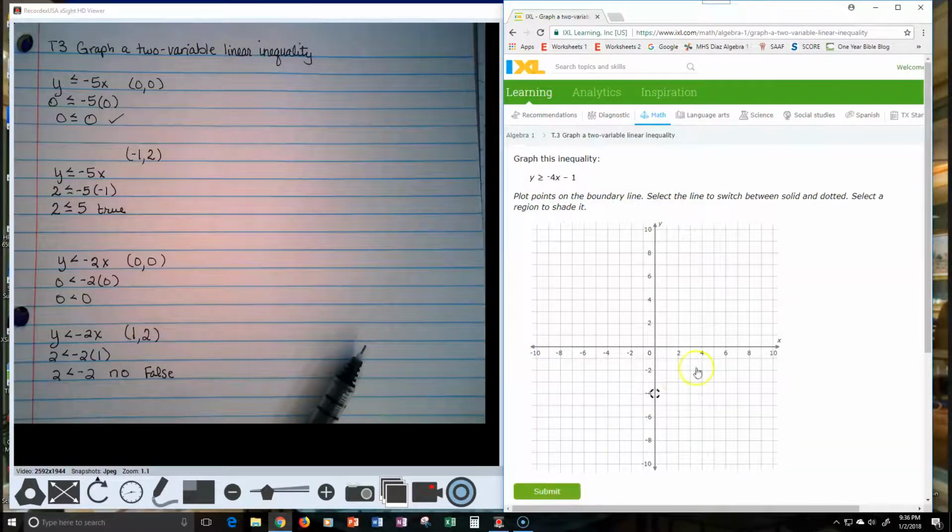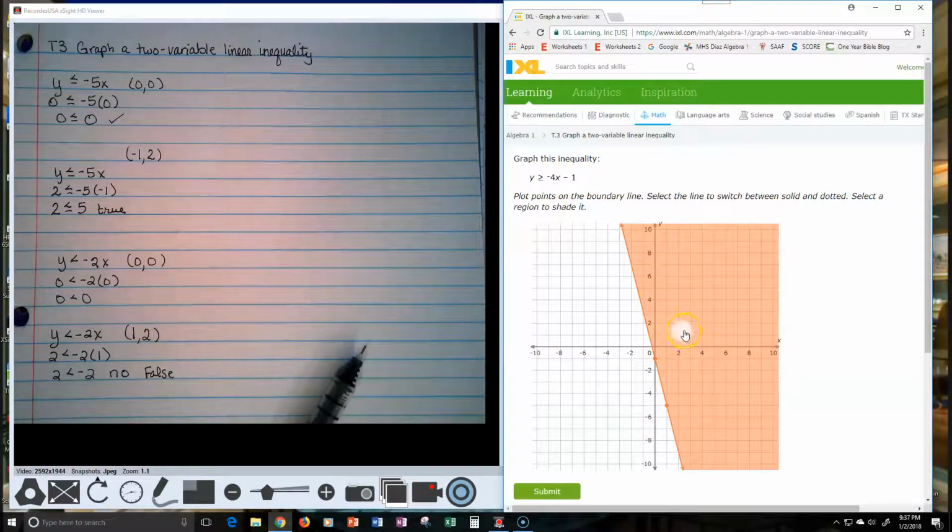All right, so here we've got something that looks exactly like y equals mx plus b, so we're going to go down to negative 1, and we know again it's a negative slope, meaning it's going to fall from left to right, so we're going to go down 4, 1, 2, 3, 4, and to the right 1. We've got greater than or equal to, so we know our line is solid, and we also know that y is greater than this, so we're going to shade above the line.